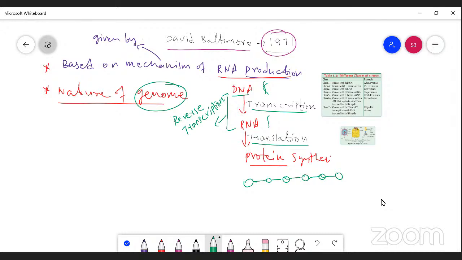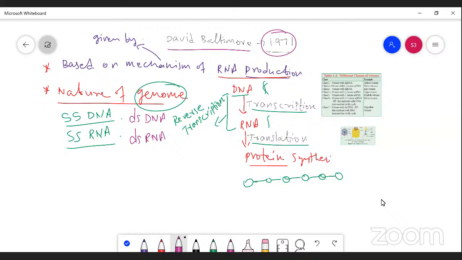The genome can be single-stranded DNA or single-stranded RNA, or double-stranded DNA or double-stranded RNA structures. These natures of genomes, either single or double stranded RNA or DNA, are found only in viruses.